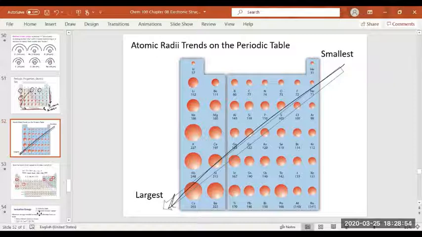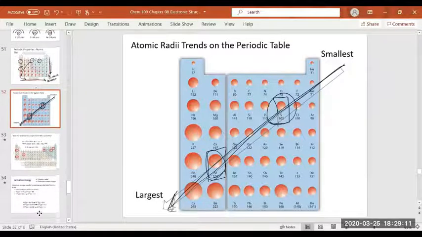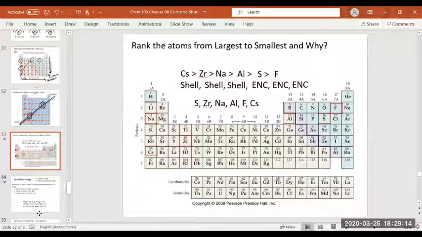Okay, so look here. For example, if I ask you, don't look at the number, sulfur and, for example, strontium, which one is bigger? Going in this direction, size will be largest. So I can say strontium is bigger than sulfur. Here we have an example. You can practice with it in the PowerPoint slides.